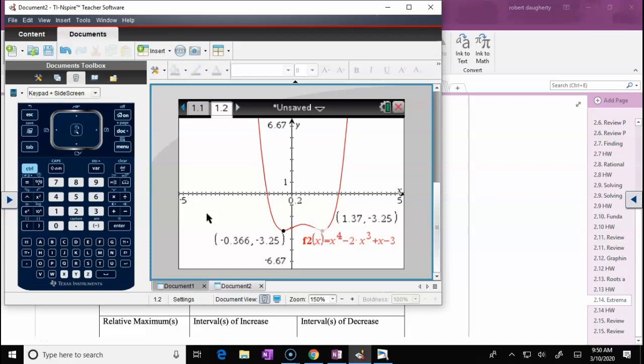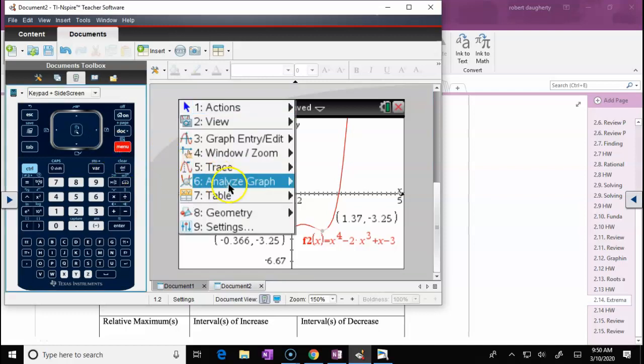What is this point right here going to be? The one in the middle. A relative maximum. So what would I do to find that relative maximum?